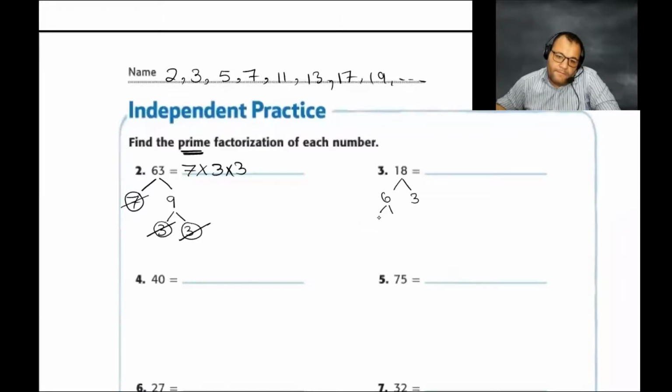3 times 2. So 3 inside the circle because 3 is a prime. 2 is a prime. Now going to the other side. Is 3 here a prime or not prime? 6, we finish 6. We end 6 because 6 is not prime, so we continue. 3 is a prime. So what are the factors of 18? 3 times 3 times 2. The order is not important.